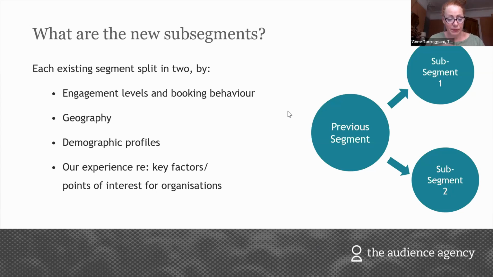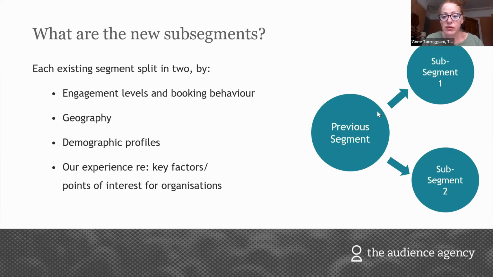And the way in which we did the split was based primarily on engagement levels and booking behavior. So Audience Spectrum is always graded from super engagers at one end of the spectrum to people that very rarely engage at the other, and they are listed 1 to 10 in that way. And we've continued to do that for these subsegments. So actually they're split so that subsegment 1 will be the slightly more engaged of the two in each case.